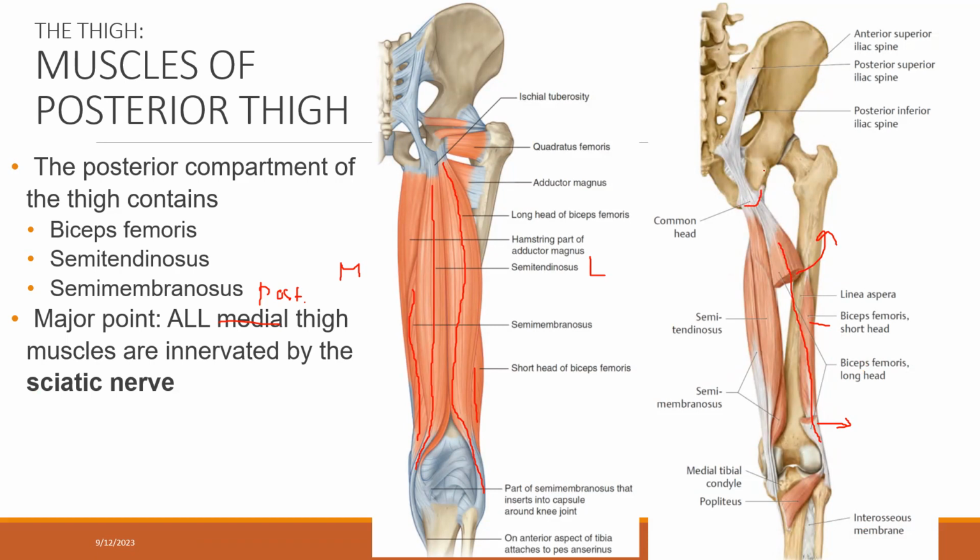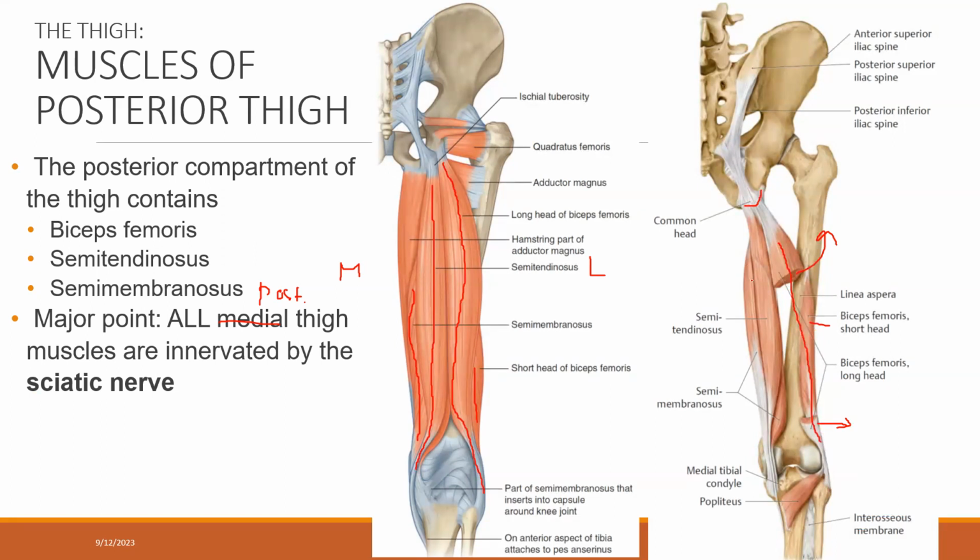The ischial tuberosity. So the biceps femoris long head is going to originate over here, at the ischial tuberosity, and runs all the way down to the head of the fibula on the lateral side. Now, the biceps femoris short head does not originate here. It actually originates on the linea aspera of the femur. And then after that, it runs to the same place, the lateral side of the head of the fibula.